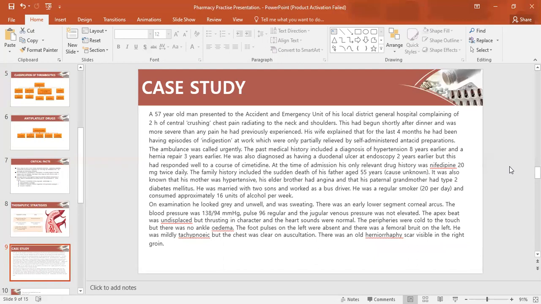The peripheries were cold to the touch, but there was no ankle edema. The foot pulses on the left were absent, and there was a femoral bruit on the left. He was mildly tachypneic, but the chest was clear on auscultation. There was an old herniorrhaphy scar visible in the right groin.